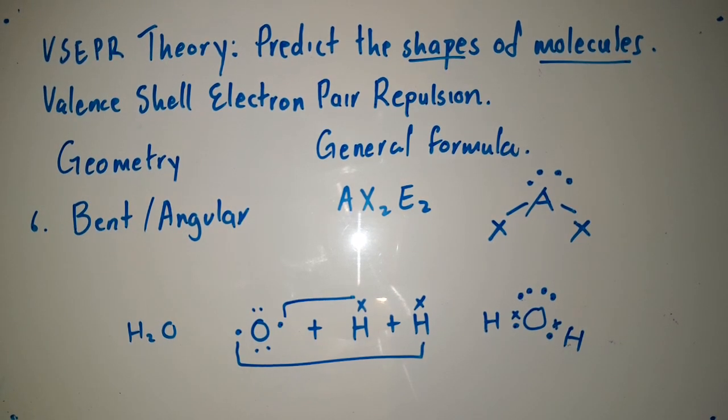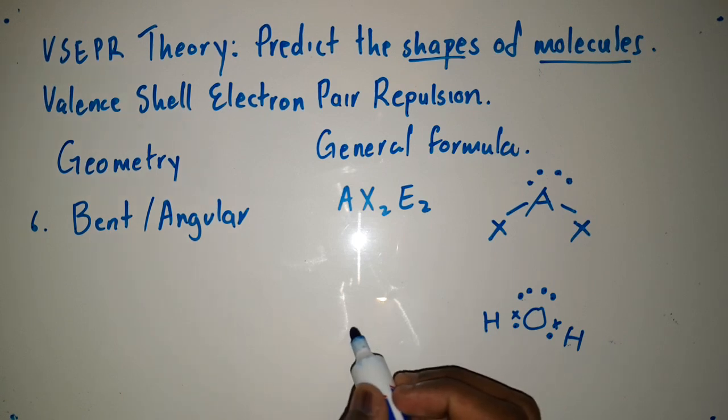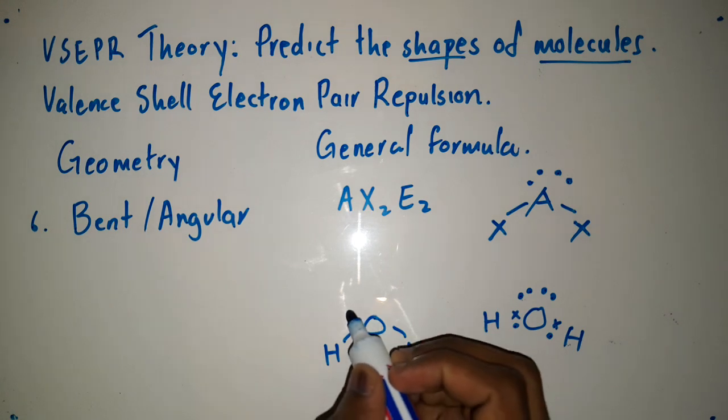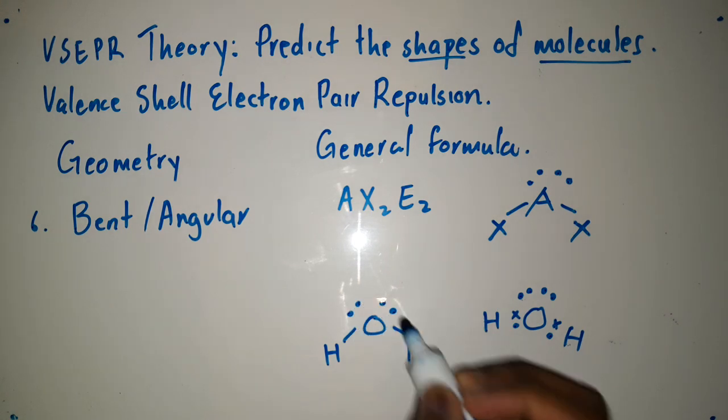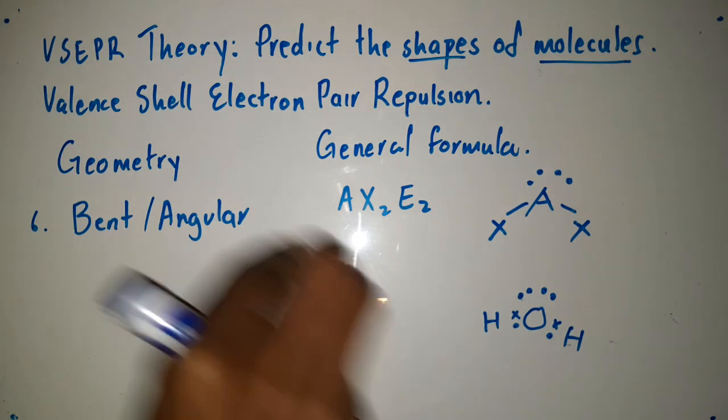If now I were to remove the paired electrons, I'm going to get a structure which is like this. Do you understand? We call the geometrical shape of H2O bent or angular. Now we have the last one, which is known as trigonal pyramidal.